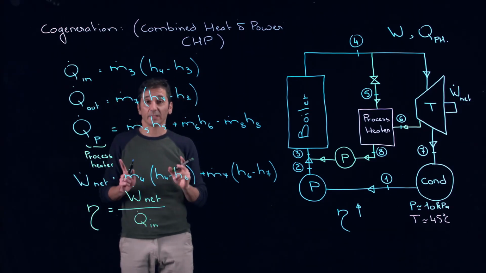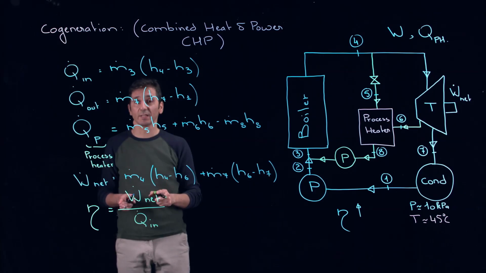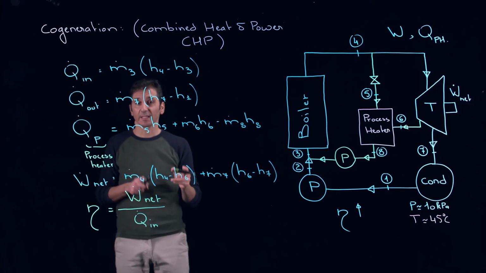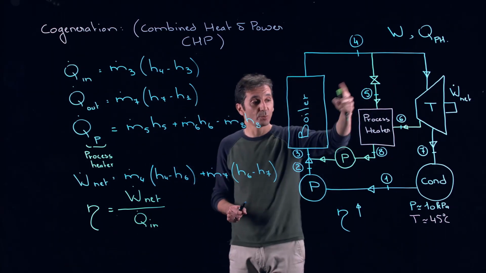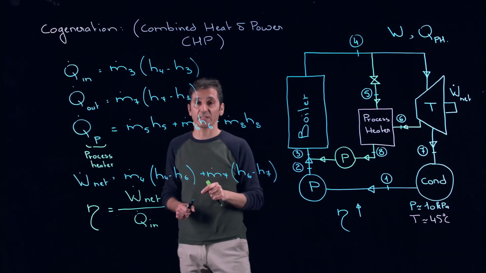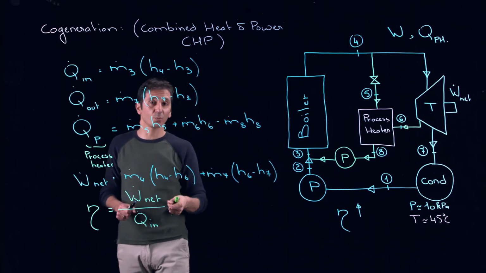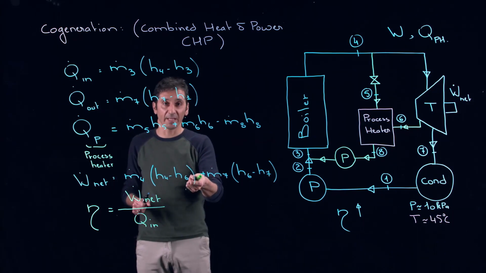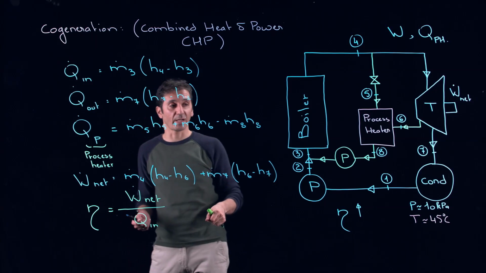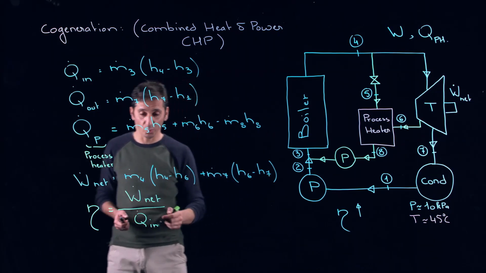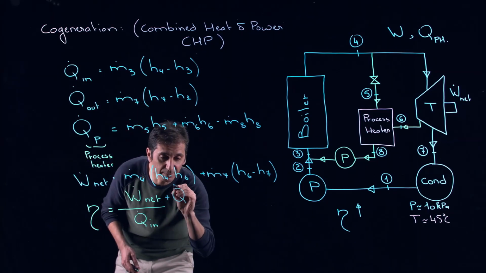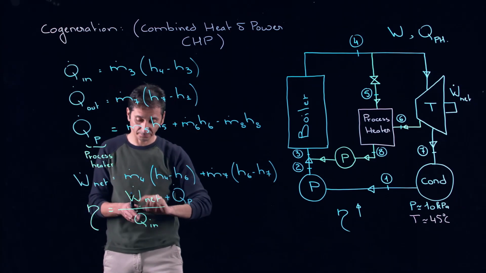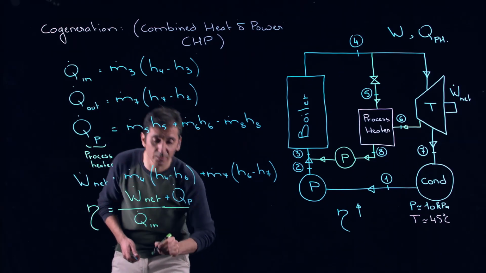Okay? Now we have to be careful, because if we write it this way, we're completely wrong. Why? Because the purpose of a cogeneration cycle is not to produce power only. It's also to provide heat to the process heater, to your client. So this is something also we are generating, okay? This is a benefit, but we are still paying the same price for this to be done, which is Q in. So here I have to add Q dot P, this guy here.